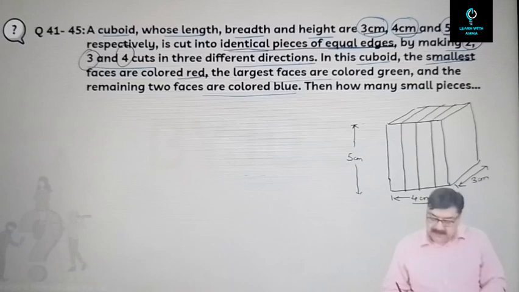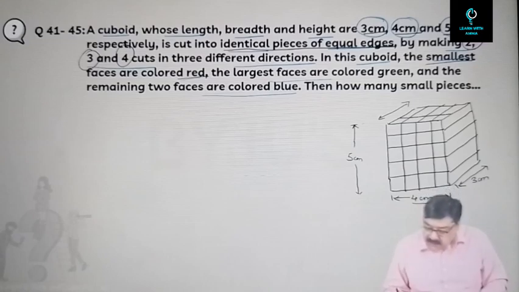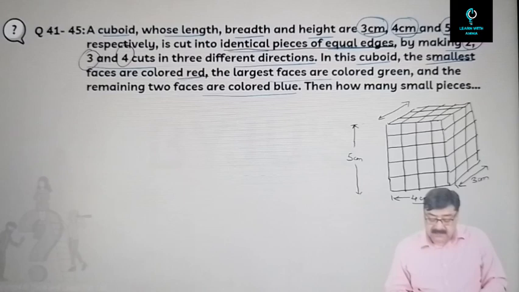Well, this is 5 centimeter. This needs to be divided into 5 parts of 1 centimeter each. So 5 parts we can obtain by making 4 cuts. So let us make 4 cuts to this. Now this one, this much is 3 centimeter, is to be divided into 3 parts. So 2 cuts would suffice to divide this into 3 parts. There we go.